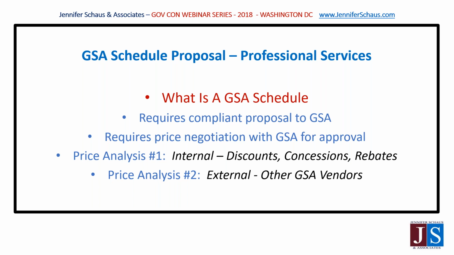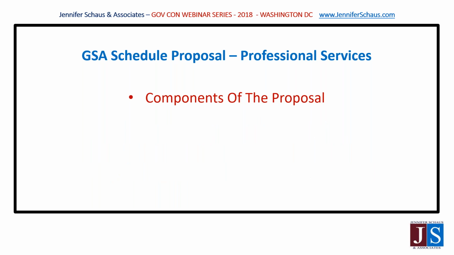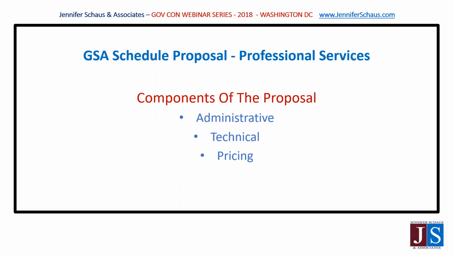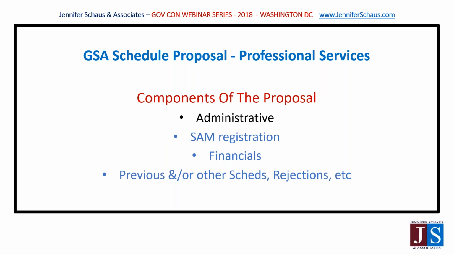So this is why it makes good sense to do some homework before you go down the path, and then you learn that your rates are way too high. You would never be profitable on this schedule. Or perhaps you can live with those lower rates, but do that research and homework up front. So you've got three components of the proposal. The main component, the administrative, technical, and the pricing.